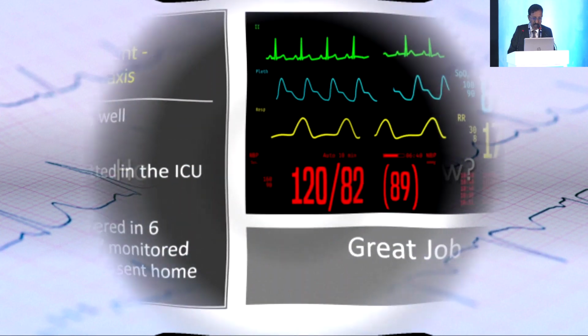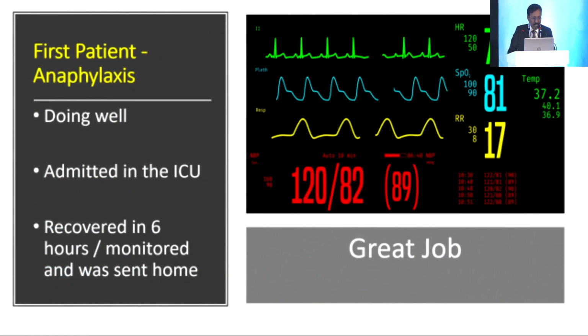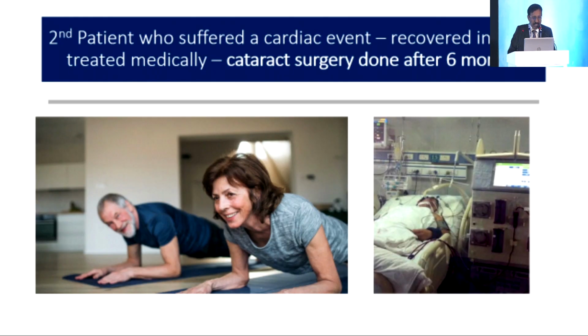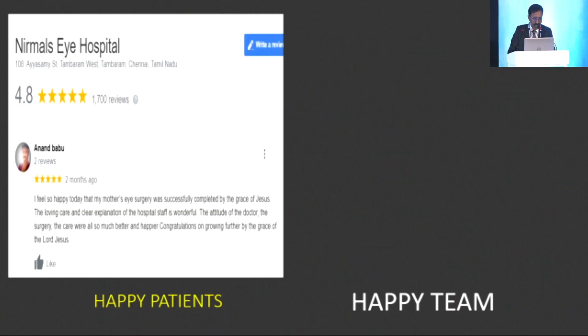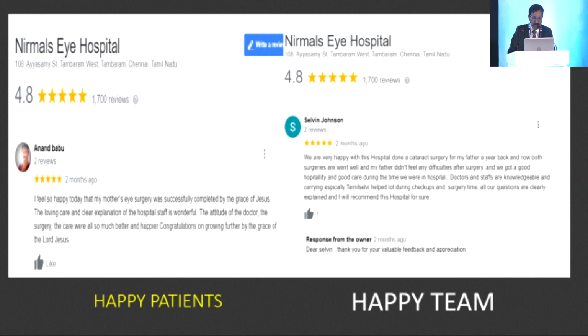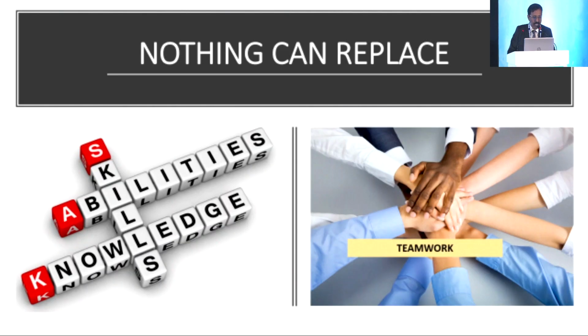So how are our patients now? The first patient is doing well, was admitted in the ICU for observation for 6 hours, monitored and was sent home. Our team did a good job of documenting well. The second patient who suffered a cardiac event recovered in the ICU, was treated medically. Cataract surgery was done after 6 months. The patient is happy because we literally saved their life and gave wonderful feedback. And our team was very happy that they were able to save not only the life of the patient, but also give back good vision. So nothing can replace identification and risk assessment at the right time. Skills and knowledge should be used to restore sight and hope in our patients.